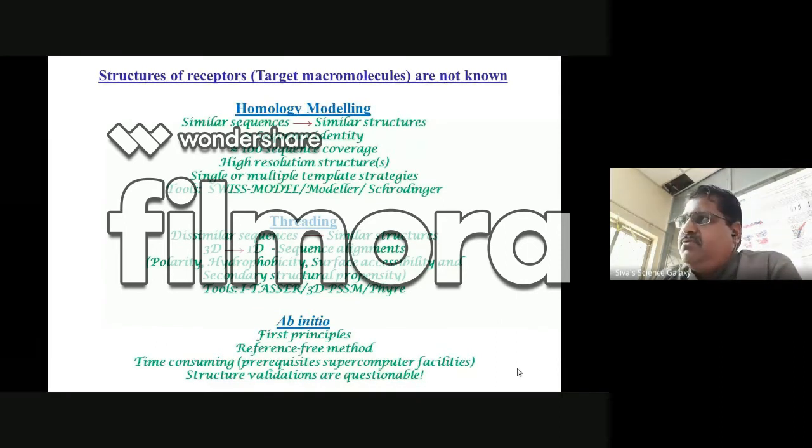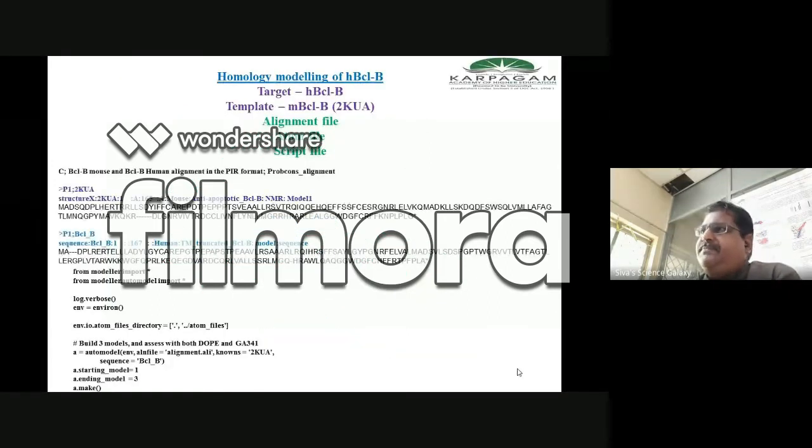So the structures of the target molecules can be modeled using homology modeling, threading, and ab initio. I will give a virtual demo for the homology model. I think students will be very much interested. Assume now BCLB, you can see on the slide. BCLB is an anti-apoptotic protein. H stands for human. The organism is human. So BCLB from human has a sequence but doesn't have a structure. So that is our target. Our target doesn't have the structure, so we have to predict the structure of the protein.